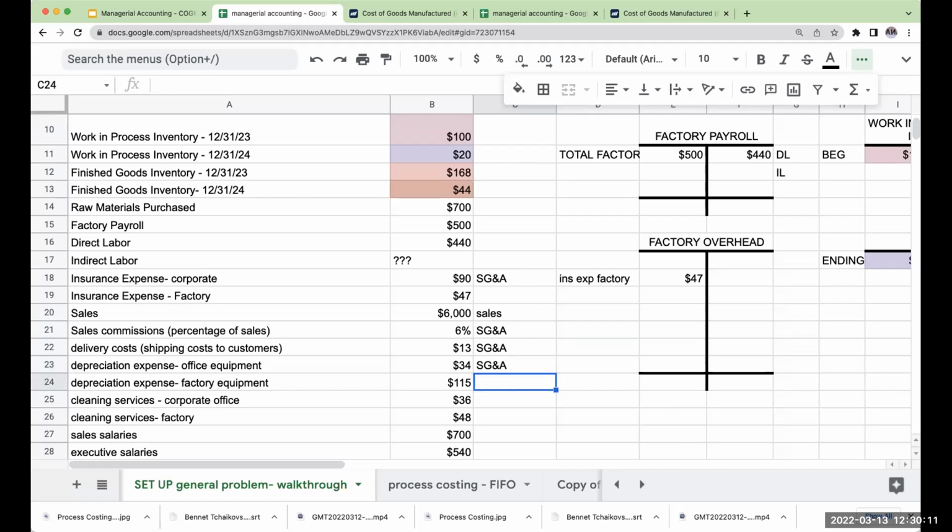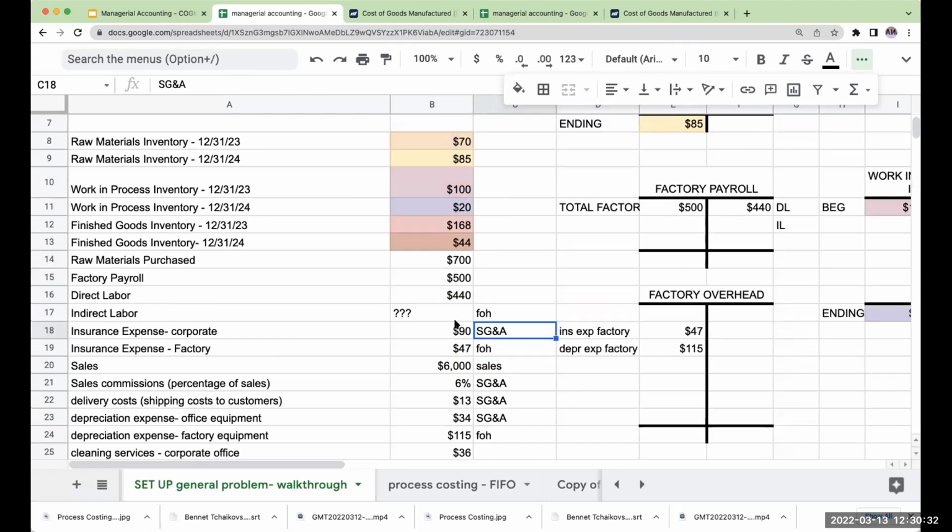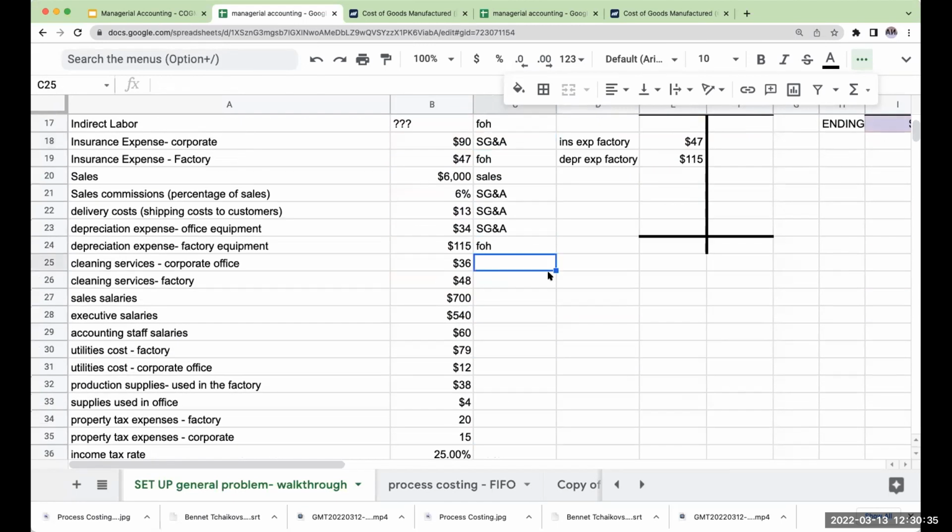My depreciation expense on factory equipment has the word factory, so it's got to be a part of factory overhead. So my depreciation expense on the factory equipment is going to be 115. Okay, so we'll just say FOH, factory overhead. This indirect labor is eventually going to go to factory overhead, and let's keep going. So my cleaning services, corporate office, this is going to be SG&A. Okay, my cleaning services, though, for the factory is 48. Oh, it's got the word factory in it. So this is going to be a part of factory overhead. So my cleaning services for the factory of 48, this is going to be a part of factory overhead.